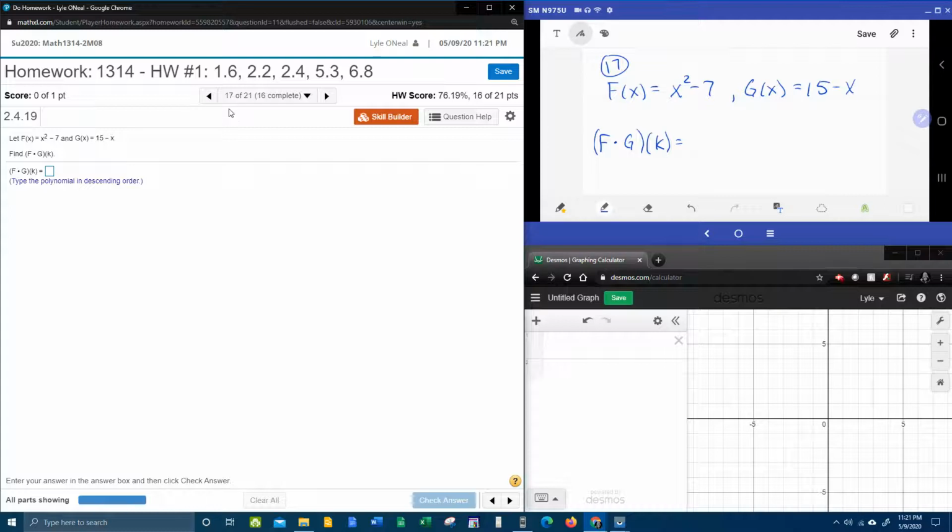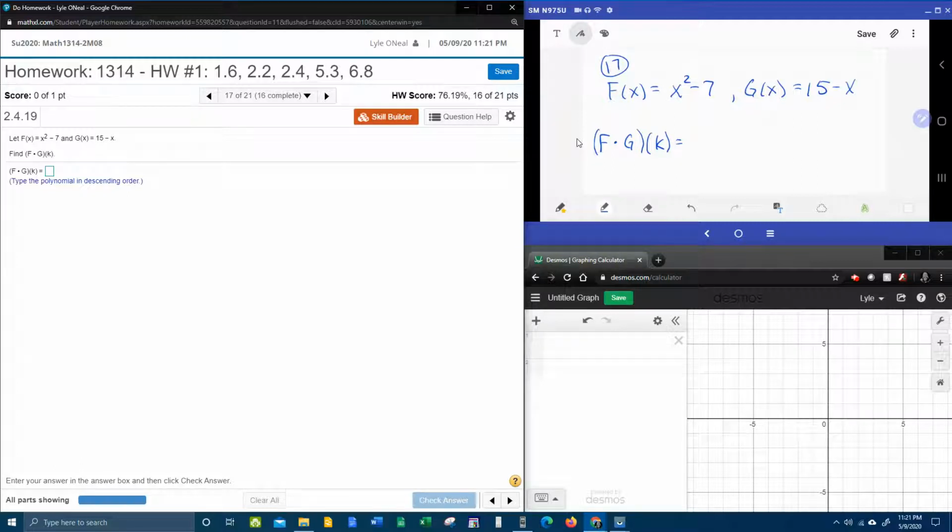All right, here we go. Question number 17 in our college algebra homework number one in MyLab Math says, let f of x equal x squared minus 7 and g of x equal 15 minus x. This time they want us to find f times g of k. F times g of k. Let's come over here and see how this works.